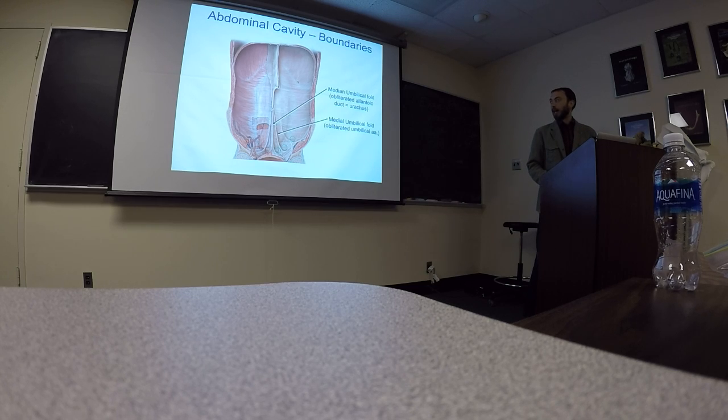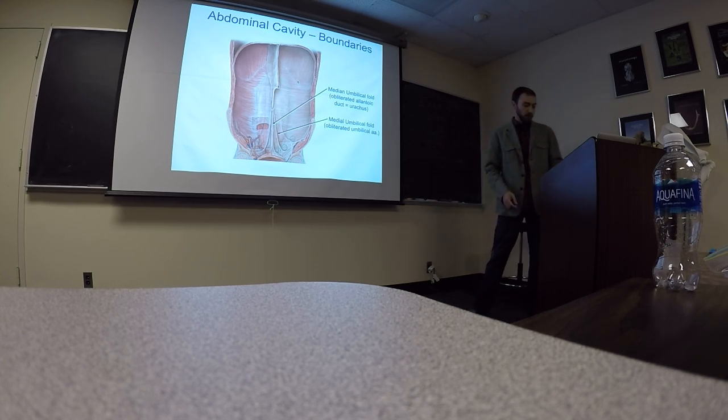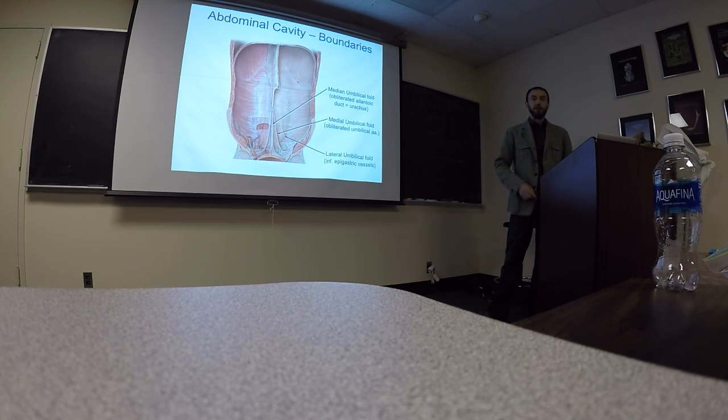A little bit lateral to that, we have the medial umbilical fold. And this is going to contain the remnants of the umbilical arteries. And then further laterally, we have the lateral umbilical fold. And this is going to contain the inferior epigastric vessels that we saw externally during our dissection on Wednesday. So there'll be one median umbilical fold, two medials, and two laterals.